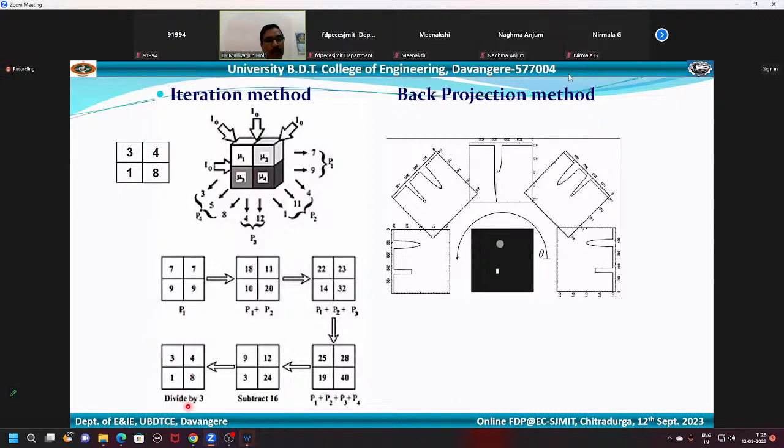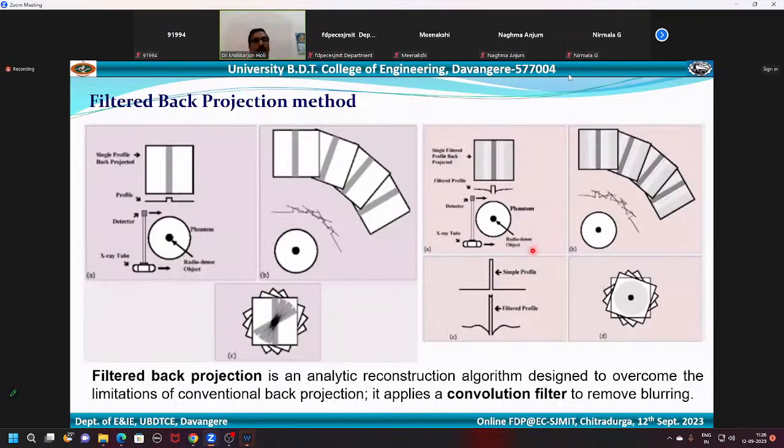So by the iteration method, we are able to reconstruct an image. This is called the back projection method. So you can see there are two objects. When you back project on an imaginary plane, they meet here to generate the image of these particular objects. Okay. So another very popular technique is called the filter back projection.